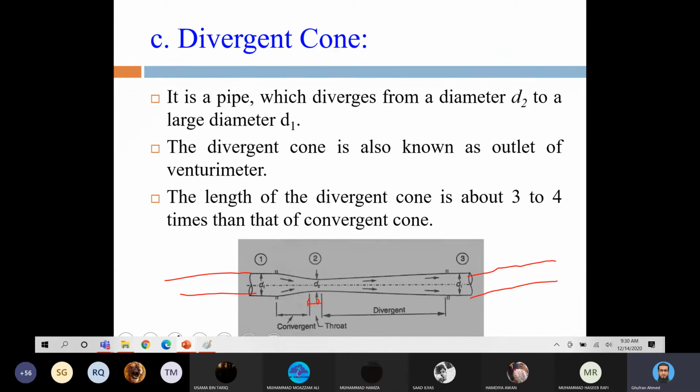So what do you think, would there be a change in pressure or not in this Venturi meter? Yes, children, would there be a change in pressure or not?